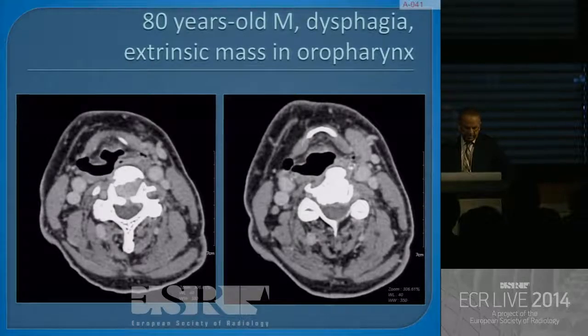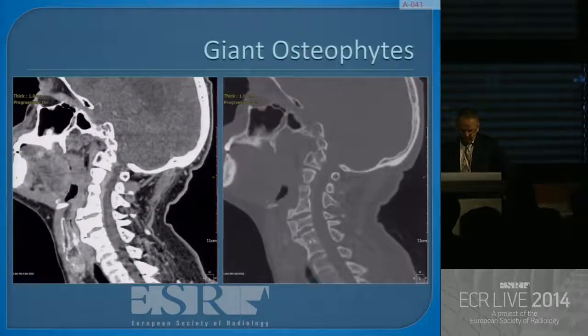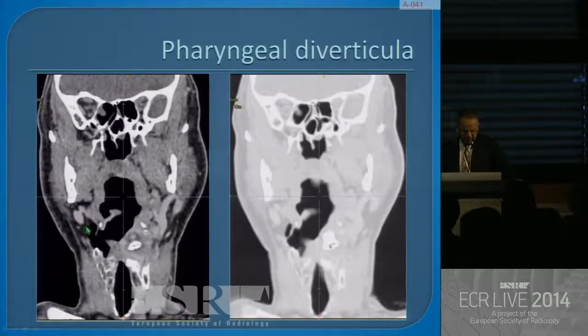in the oropharynx. I was sitting this time with one of my residents and checking his preliminary report. He was right. The giant osteophytes were the cause of the extrinsic mass impression during clinical examination. He also had an outpouching directly related to the air of the pharynx, which can be easily called pharyngeal diverticula.